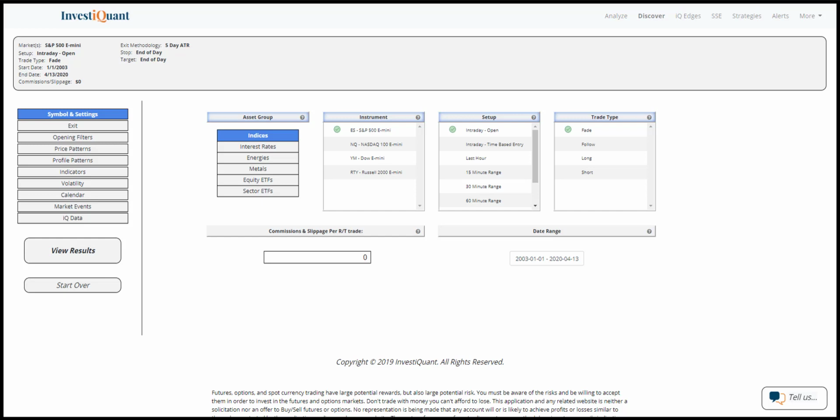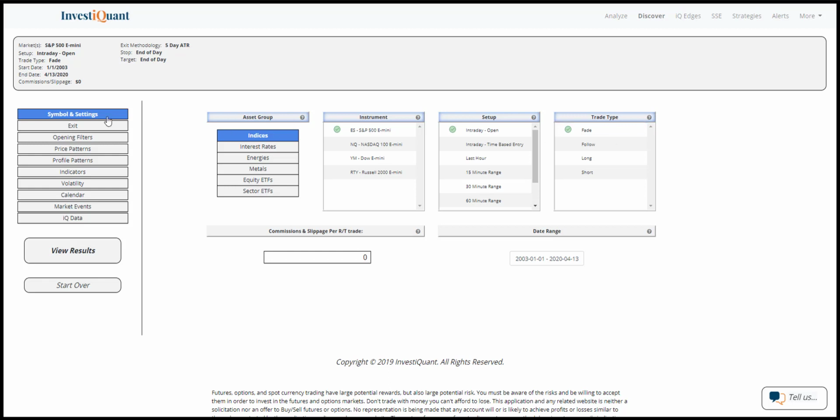So the way I'm going to set up this pattern is looking at the ES. The setup is an intraday open, so entering at 9:30 a.m. Eastern Time. For the trade type, I'm going to use fade because this setup typically does better with a fade as opposed to a simple long or short bias.